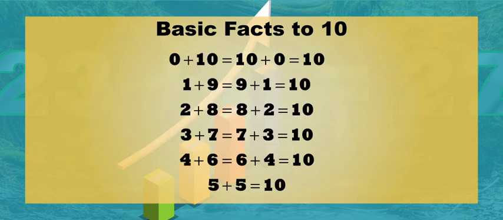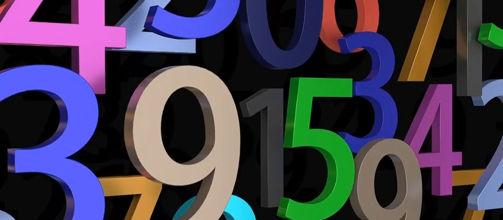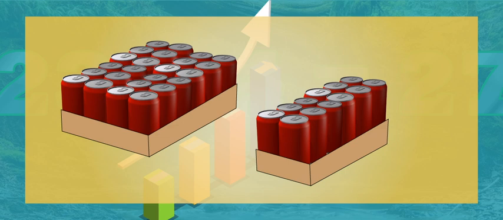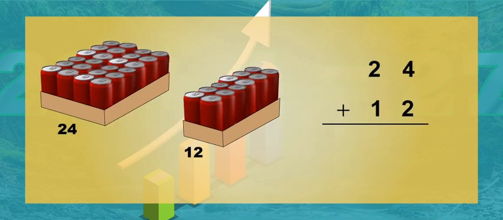This is a summary of these 11 addition equations. Learn these and they will help you when you're adding any numbers. Let's look at another example. For a party, there is a case of 24 sodas and a 12-pack. How many sodas are there in all? In this example, we are adding two two-digit numbers, 24 plus 12.